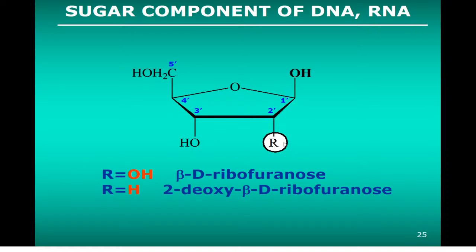For the DNA structural unit, it's 2-deoxy-beta-D-(-)-ribofuranose. In the second position, the OH group is absent. There, CH2. But everything else is the same.